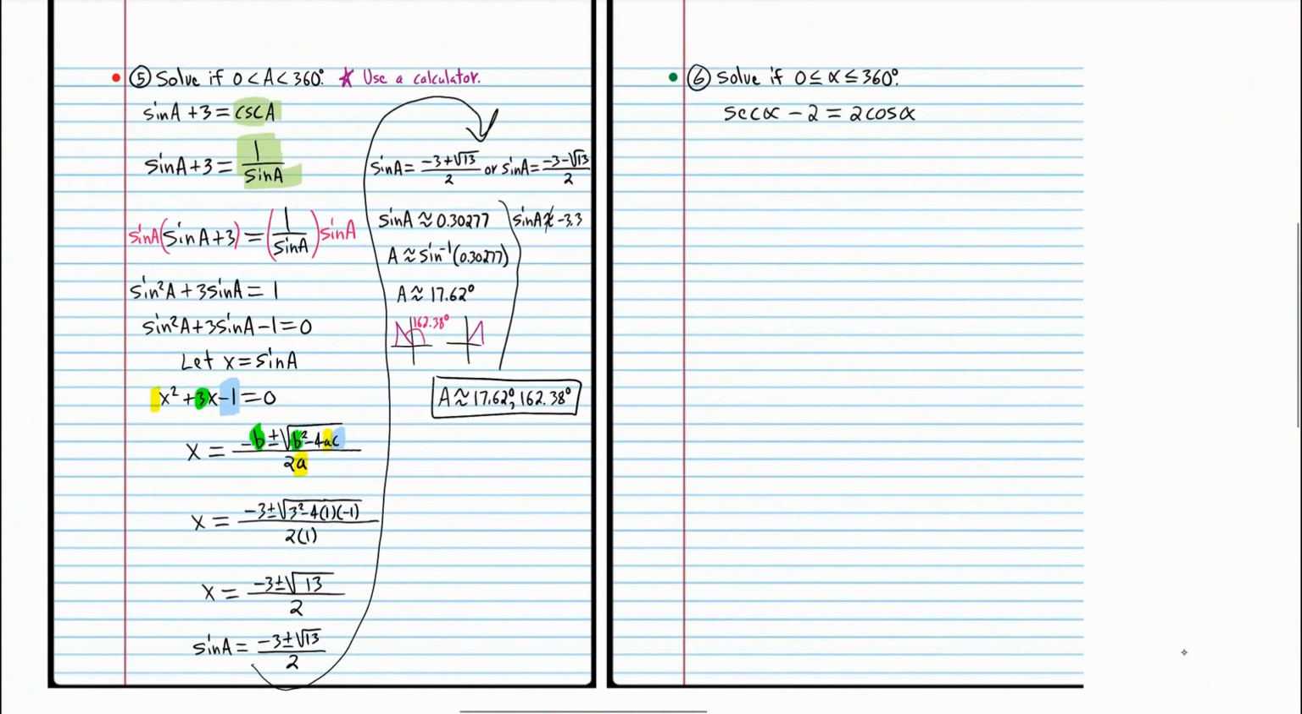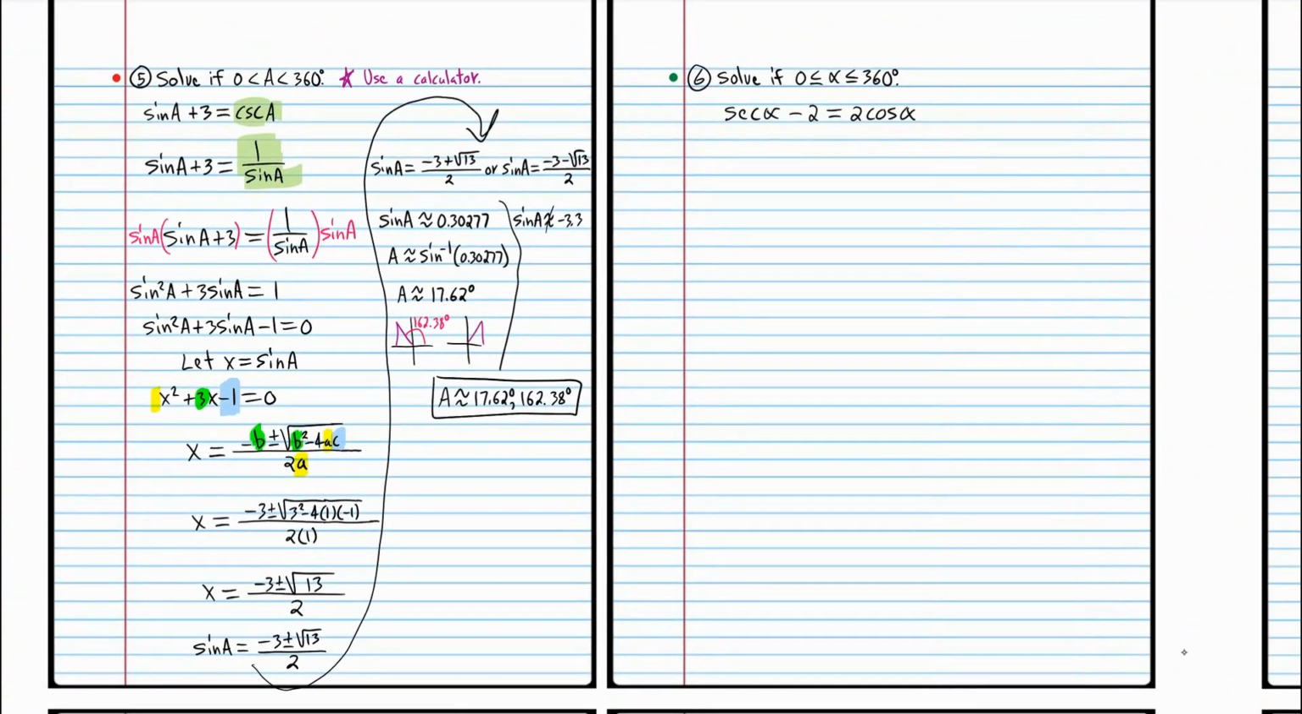So that was a very challenging problem, but that's okay. You can do it. Try number 6. If you get stuck, that's okay. But try number 6, and when you come back, we'll do it together. Okay, we're back.